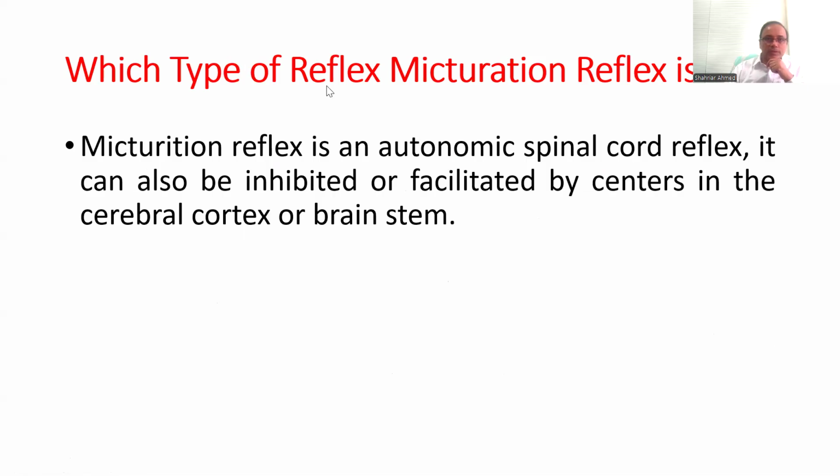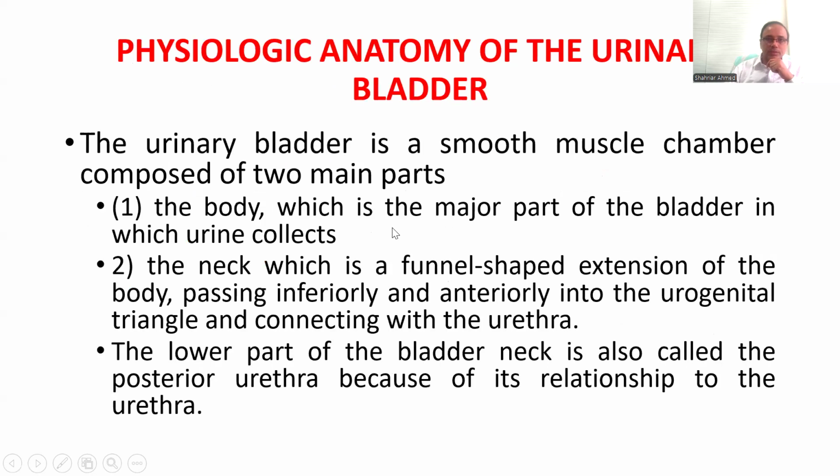Which type of reflex is the micturition reflex? This is an autonomic spinal cord reflex. It can also be inhibited or facilitated by centers in the cerebral cortex or brainstem. So let us know about the physiologic anatomy of the urinary bladder.